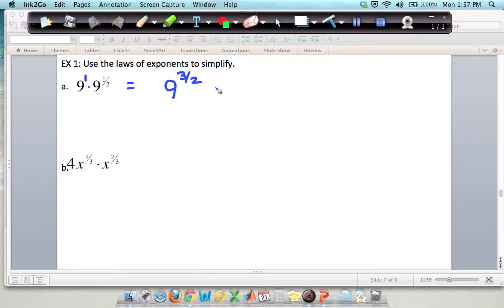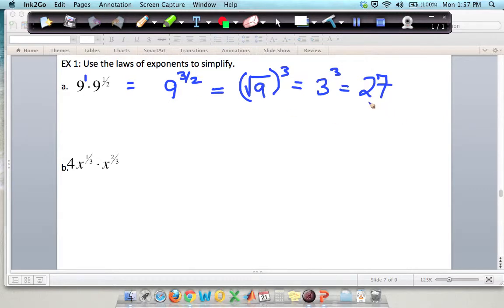I can then use my calculator, plug in 9 raised to the 3/2 power, or I can write this as a radical. This is the square root of 9 cubed. The square root of 9 is 3. 3 cubed is 27. And if you had put 9 to the 3/2 power in your calculator, you would have gotten 27 as well as your answer.